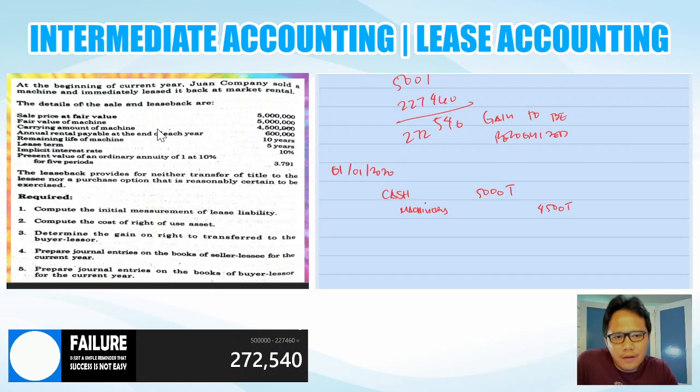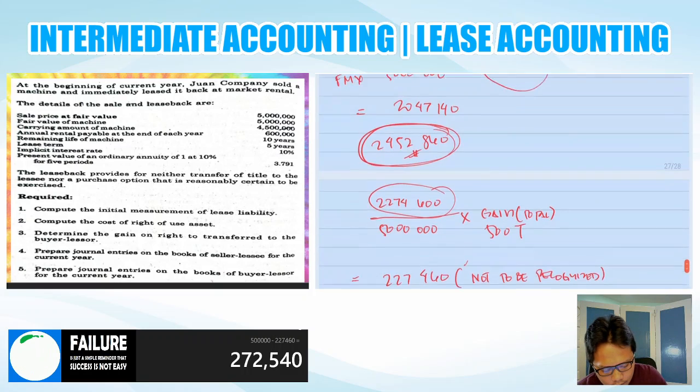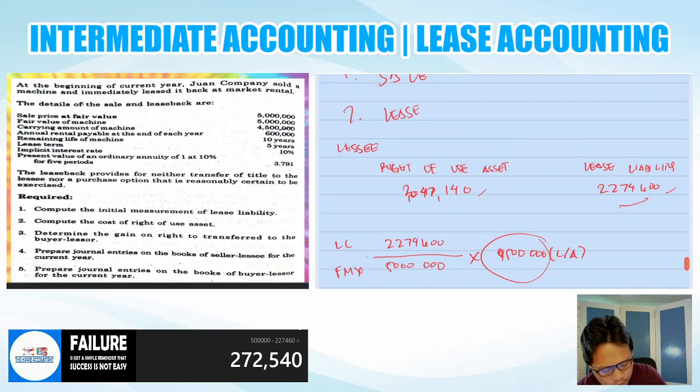Then, debit machinery of 4,500,000. Credit your lease liability at how much now?